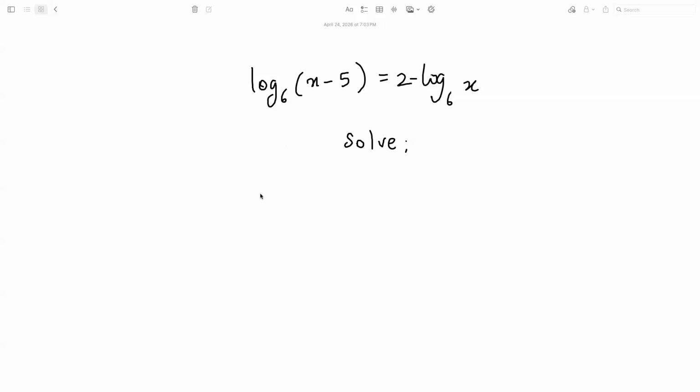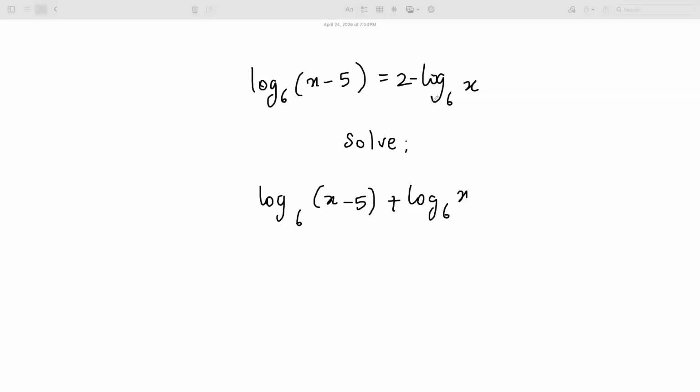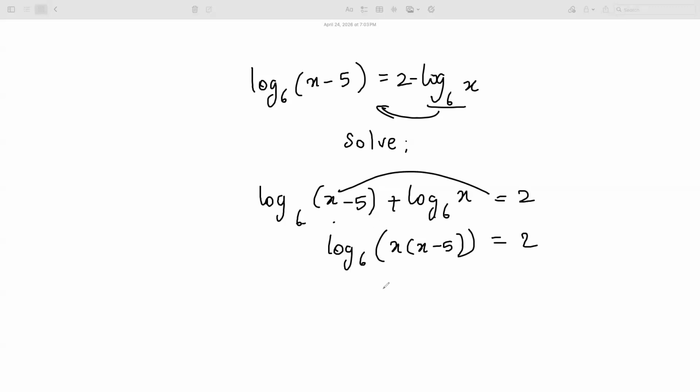So here, what do I do? Log base 6 of (x minus 5) plus log base 6 of x. I'm bringing this to the other side. So that will be equal to 2. This is in plus, right? By properties of logarithms that we discussed 2 weeks back, I can write this out as x times (x minus 5). The two numbers are multiplied because there is a plus, equal to 2. Now log base 6 of x squared minus 5x will be equal to 2.